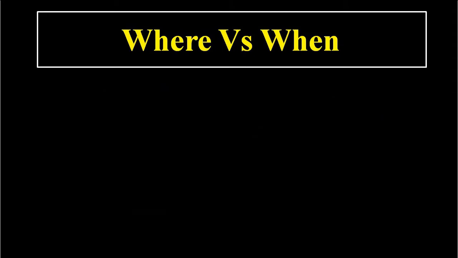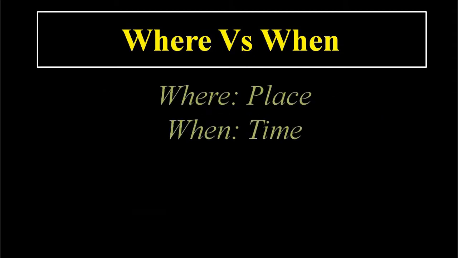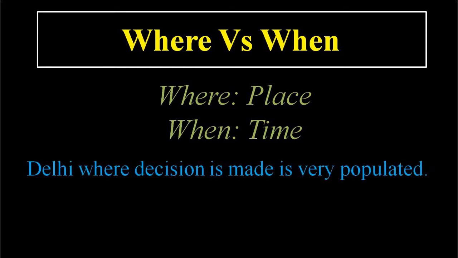Next is where and when. Where means place. If the noun is a place, it should be where. If the noun is time, it should be when. Look at an example. Delhi, where decisions are made, is very populated. So Delhi is a place, and that is why here it is where. So Delhi, where decisions are made. Delhi is a place, that's why it should be where.